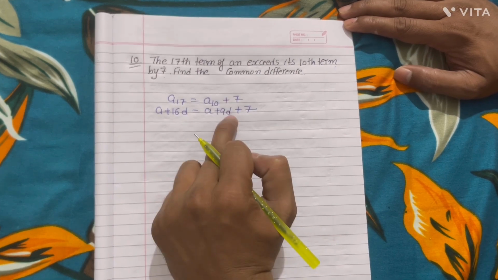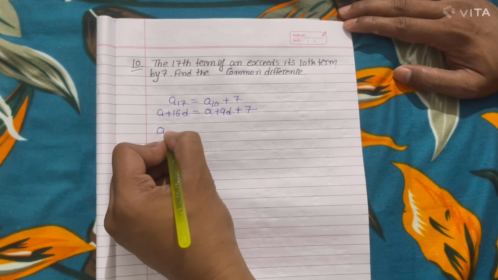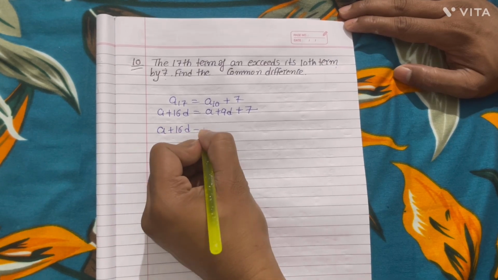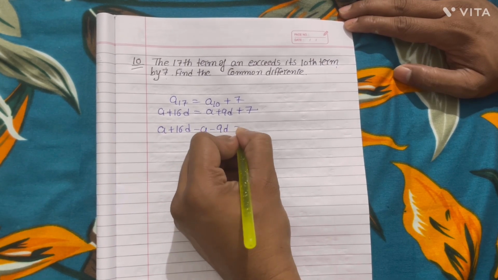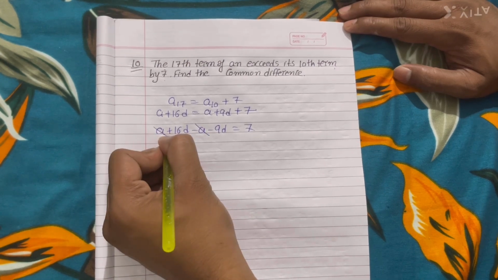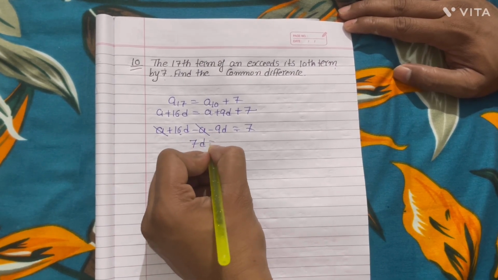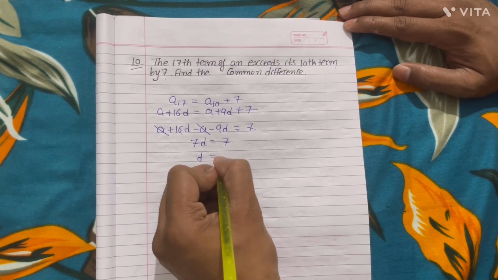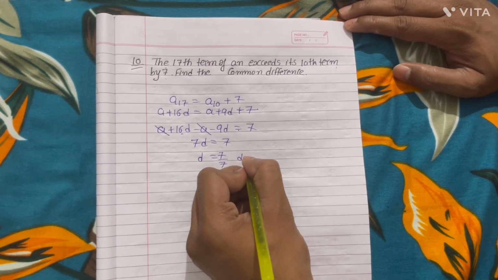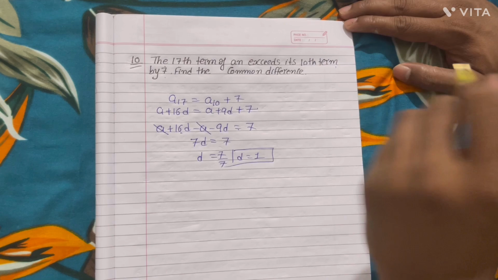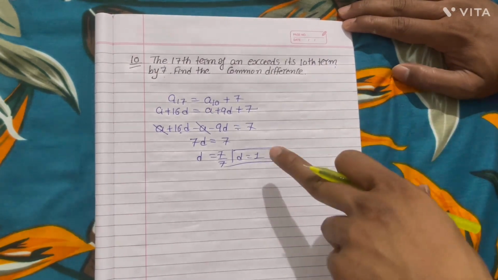Okay, then all this goes to this side, so A plus 16D minus A minus 9D is equal to 7. Plus A minus A cut, 16D minus 9D, it means we get 7D is equal to 7. So D is equal to 7 by 7. D is equal to 1. Common difference is 1.